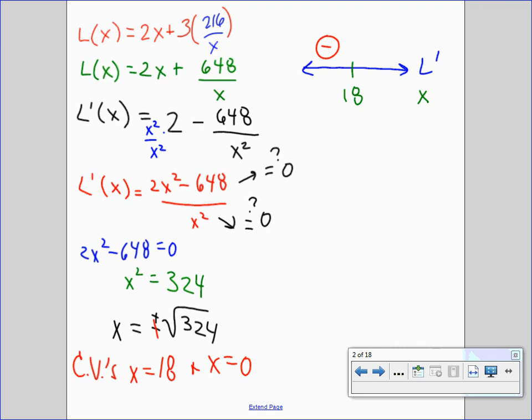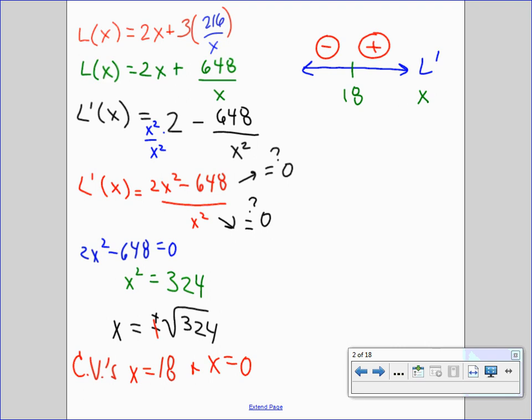A convenient x value to the right of 18. I want to choose something that I can still evaluate okay. If I pick 20, then that would be 400, and 648 over 400 would be 6.48 over 4, which would be about 1.5. 2 minus about 1.5 is still positive. Remember, I don't need an exact value, I just need a sign when I'm performing my signs analysis. So it looks like L prime is positive to the right of x equals 18.